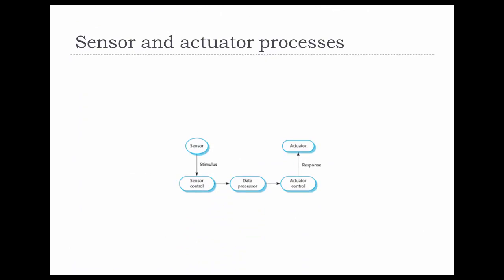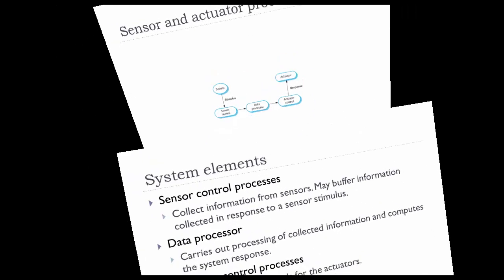This figure shows the sensor and actuator processes. The sensor passes the sensed information or data to the sensor controller and then to the data processor, which processes the data and transforms it into information, and then passes it to the actuator controller and then to the actuator to do the action.